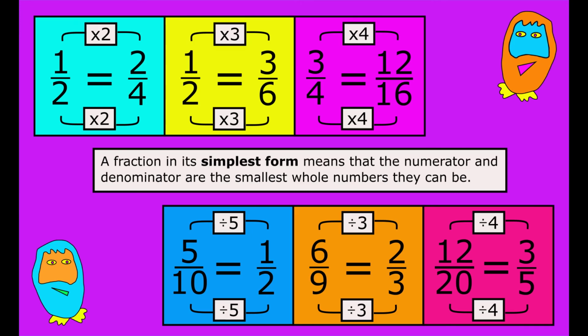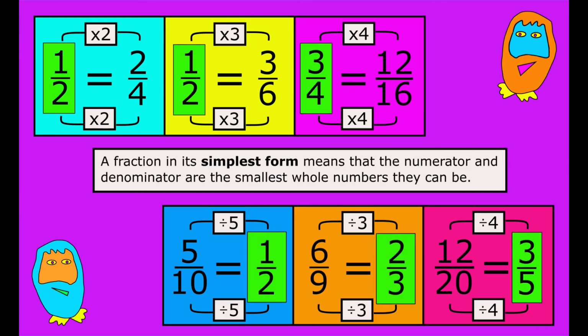Finally, you have a fraction in its simplest form when the numerator and denominator are the smallest whole numbers they can be. All the fractions with the boxes are those in their simplest form.